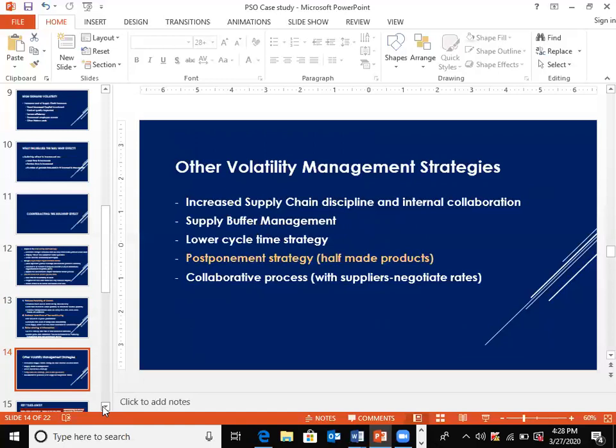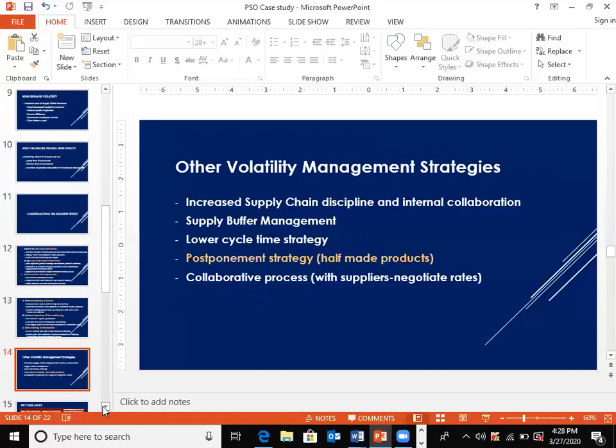Here, the whole idea is that, first of all, there are certain things that you should have, such as a lot of supply chain discipline and internal collaboration across the supply chain. You should be sharing information efficiently across the supply chain. And I've discussed this earlier as well.